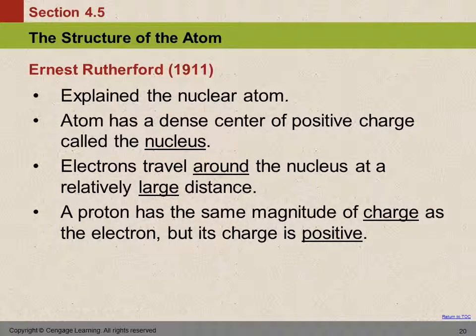So then a little bit later, Ernest Rutherford, 1911, did some more experiments. And his explanation of the atom is now called the nuclear atom. And this comes from his idea that the atom has a dense center of positive charge called the nucleus. So his idea was that instead of this big positive charge being most of the atom, the positive charge was actually a little tiny piece in the middle. And then the electrons were traveling around the nucleus.